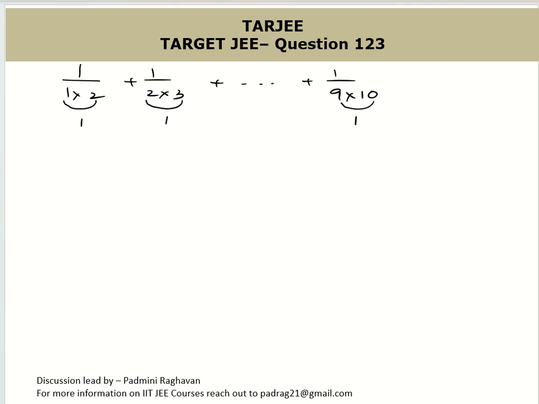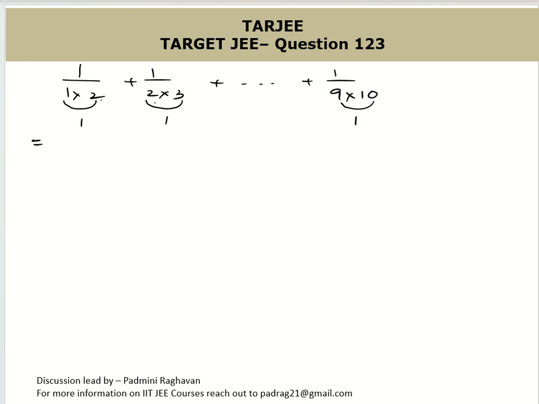And you can see there is an overlapping entry. There is a 2 here, there is a 2 here. And similarly, you can see there is a 3 here, there is a 3 here. So whenever it is of that type, we should understand that we should try to express it as a difference of two numbers. That's what we call a telescopic series.